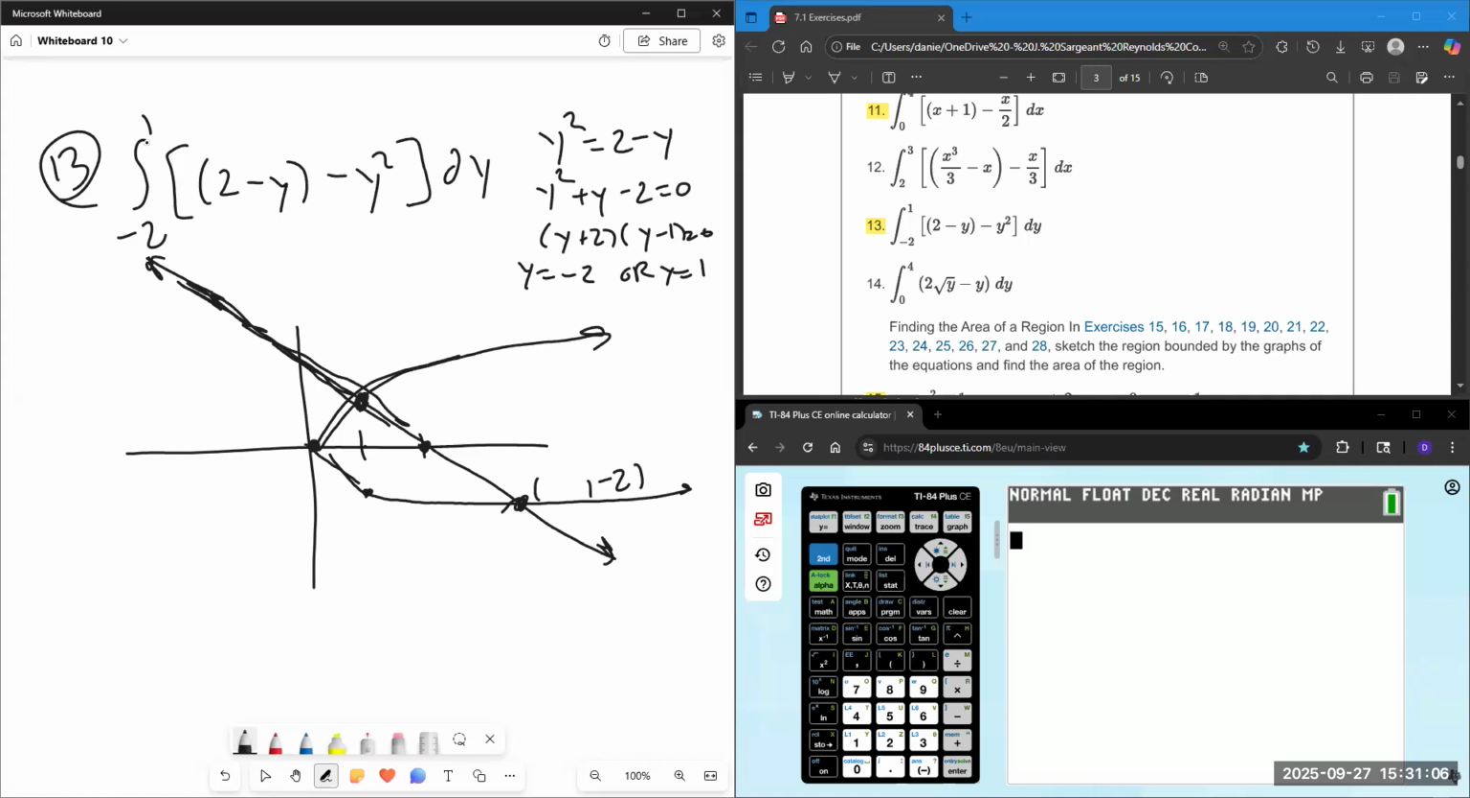Then -2 squared is 4. When y is 1, which is up here, x is equal to 1 as well, and we're talking about this region that's bounded in here between y is -2 and y is 1, with the line to the right of the parabola.